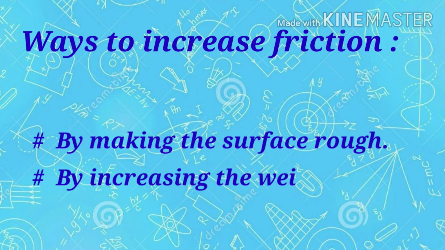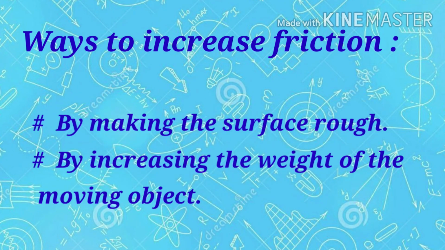We have just discussed how to reduce friction. Now we will discuss the different ways to increase friction. So which are they? First, by making the surface rough. Second, by increasing the weight of the moving object. So, the first one, by making the surface rough.